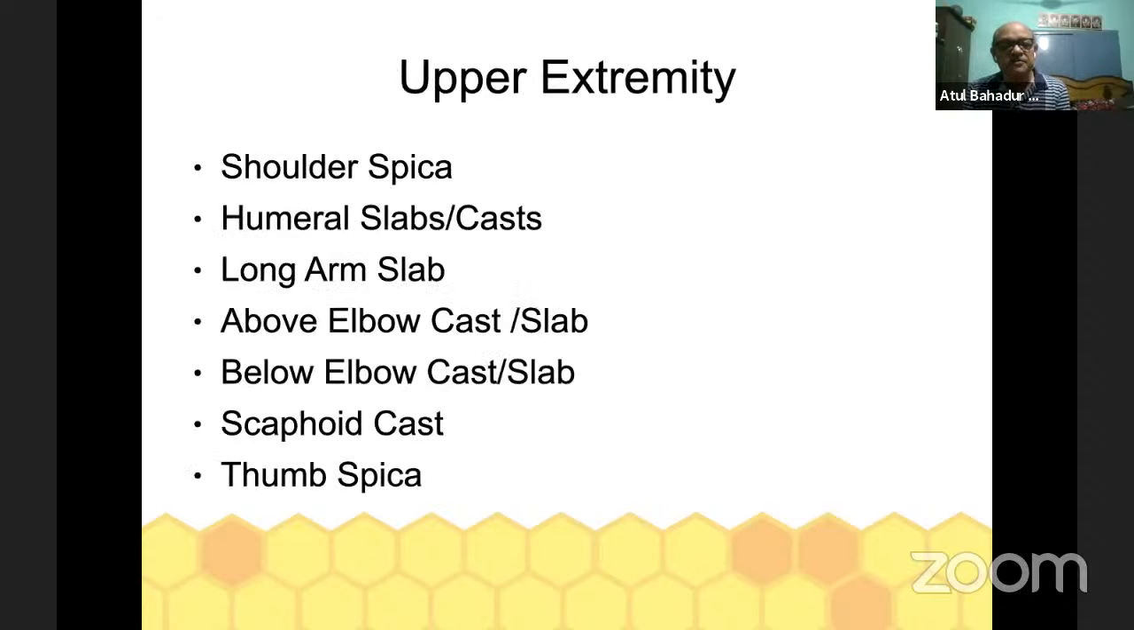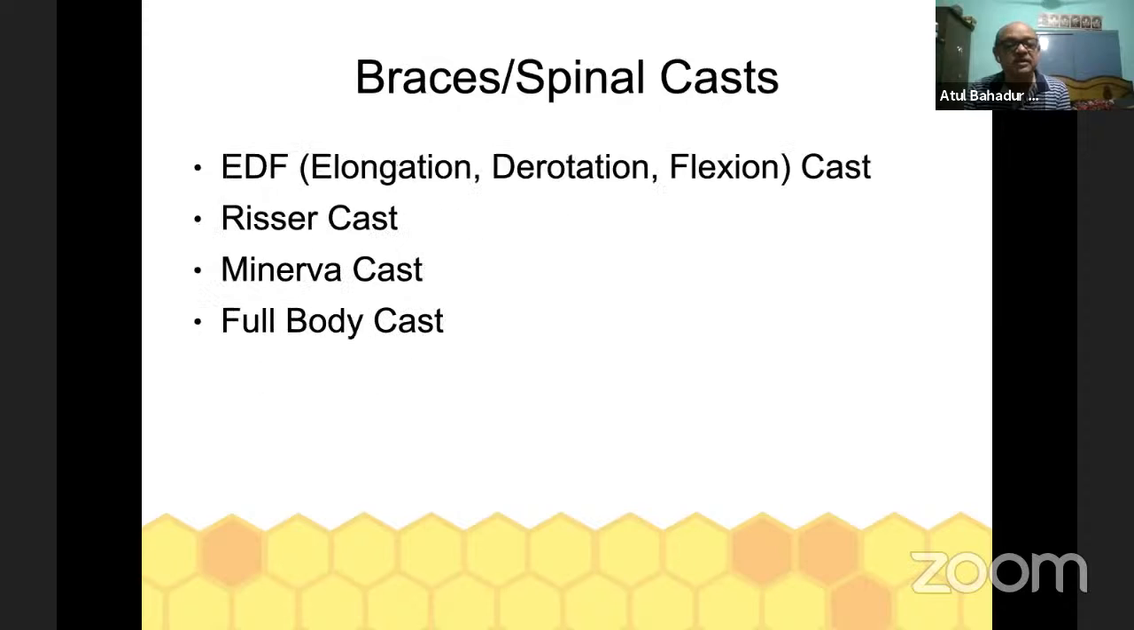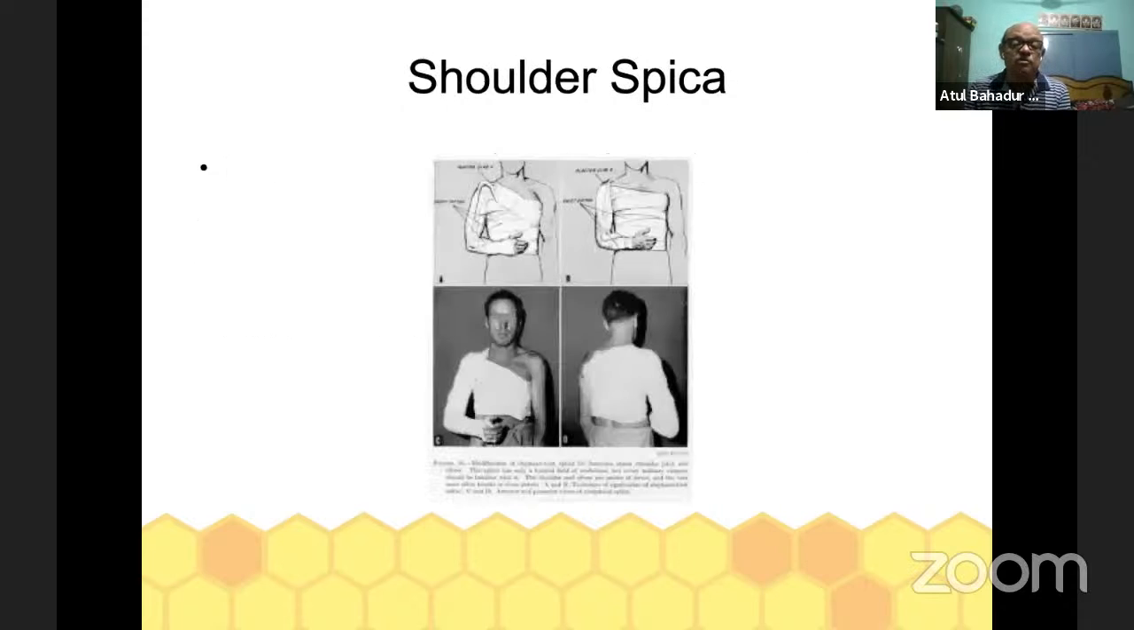In the upper extremities, we have the shoulder spica, the humeral slab cast, long arm slabs, above elbow cast, below elbow cast, scaphoid cast, and thumb spica. Lower extremity, we have the hip spica, the above knee cast slabs, cylinder cast, below knee cast, and functional cast braces. The braces and spinal casts are used in the spine, in scoliosis: the Risser's cast, the Minerva cast, the full body cast. A large number of them are not being used.